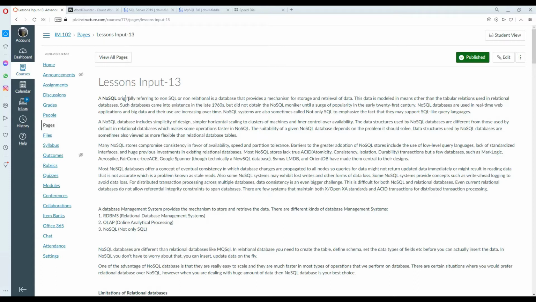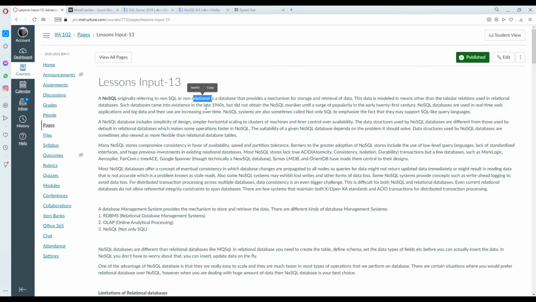Today our discussion is about NoSQL. NoSQL, originally referring to non-SQL or non-relational, is a database that provides a mechanism for storage and retrieval of data. It is modeled in means other than the tabular relations used in relational databases. Such databases came into existence in the late 1960s but did not obtain the NoSQL moniker until a surge of popularity in the early 21st century.